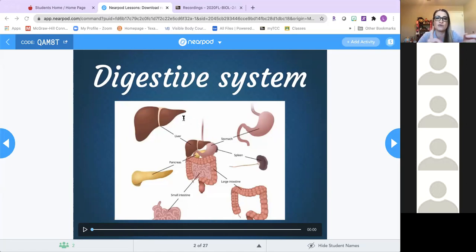And these mixing movements are going to be moving contents of the GI tract back and forth, but just in one place without movement along the GI tract. And then we'll also see some types of propulsion movements, and these are going to move contents along the GI tract. We will also talk about secretion along the GI tract.